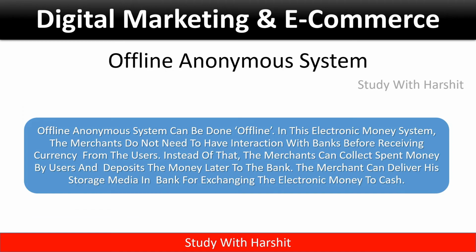Offline anonymous system: an offline anonymous system can be done offline. In this electronic money system, the merchant does not need to have interaction with banks before receiving currency from the user. Instead, the merchant can collect money spent by the user and deposit the money later to the bank. The merchant can deliver his storage media to the bank for exchanging the electronic money to cash.